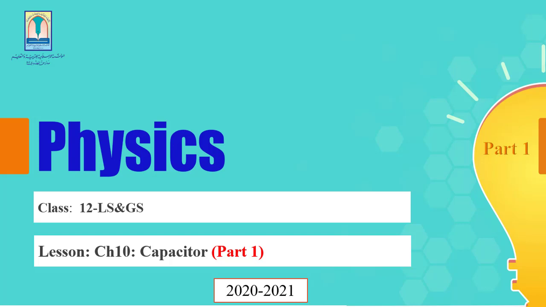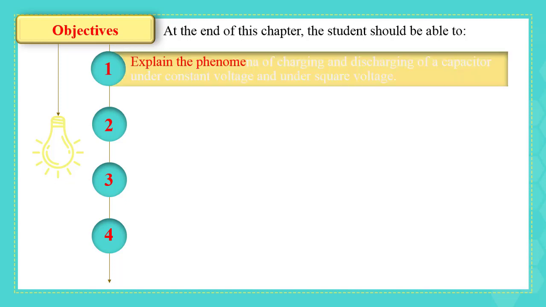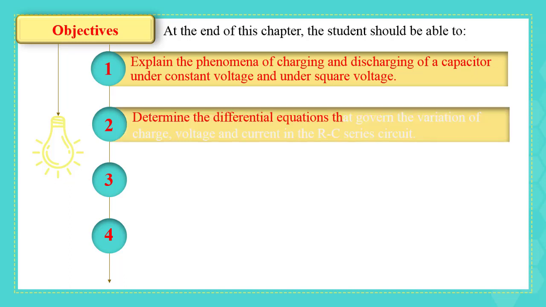This is the first video of part 1 of chapter 8, Alternating Sinusoidal Current. At the end of this chapter, you should be able to: 1. Explain the phenomena of charging and discharging of a capacitor under constant voltage and under square voltage.